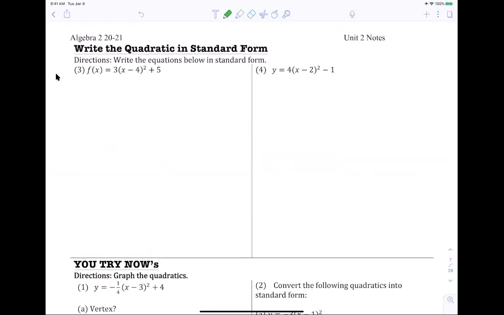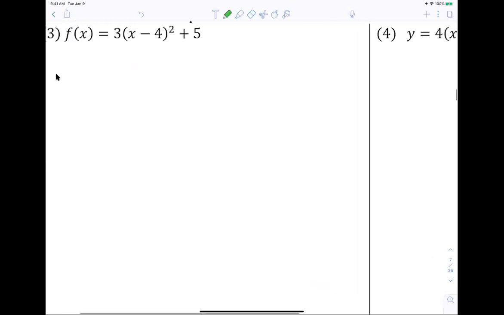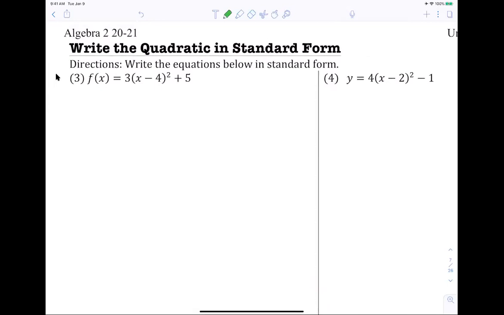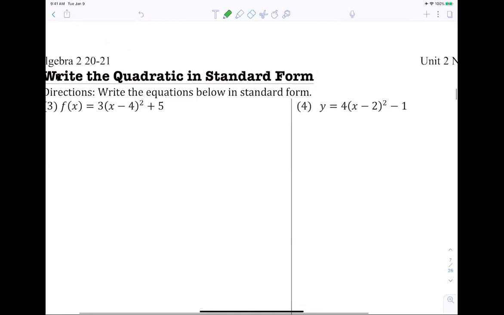So this is something that in Algebra 1, we always said that they're related. There's a reason why they graph the same graph, but we didn't go into it. In Algebra 2, that's actually what we're going to be doing first. For this one, our goal is going to be to write the quadratic in standard form. So we have to convert vertex form into standard form.